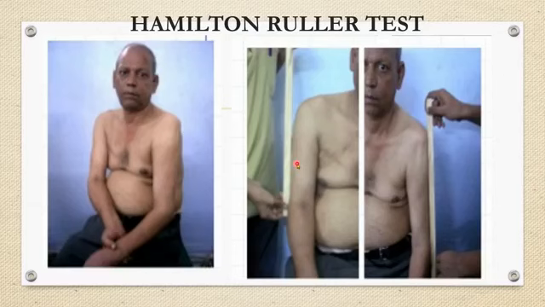If there is dislocation of the shoulder, when we try to touch the tip of the acromion as well as the lateral condyle, you will be able to touch the ruler at both points. So this is the Hamilton ruler test, and on the normal side it is not possible due to the congruity of the shoulder, due to the head of the humerus as well as the deltoid.